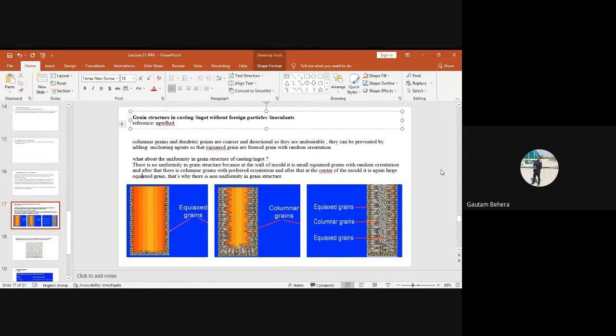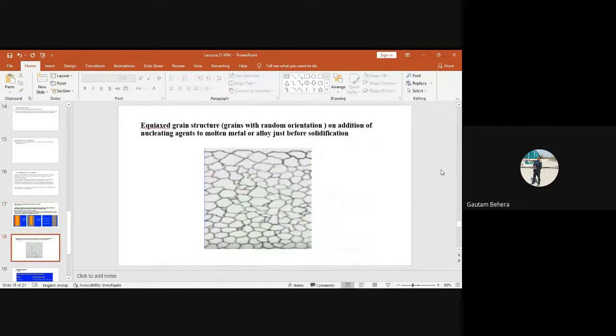Okay, I'll show you a structure here. The same thing I will show you here. Just have a look. Which kind of structure is this? Columnar or equiaxed or what? Equiaxed. Equiaxed, very good. See what I have written: equiaxed grain structure. Grains with random orientations, by addition of a nucleating agent to molten metal or alloy just before solidification.